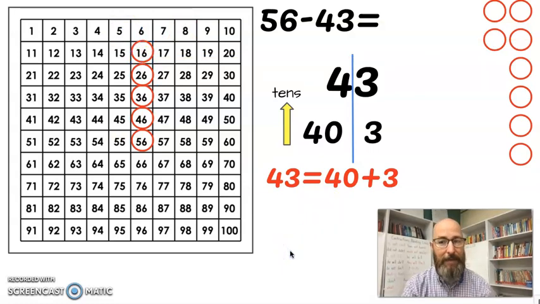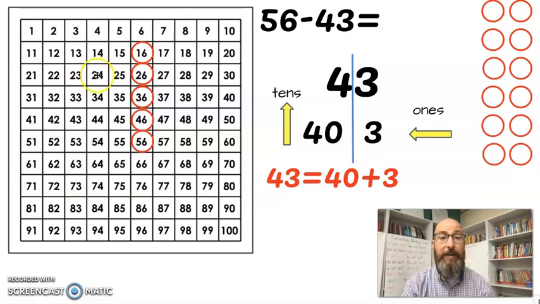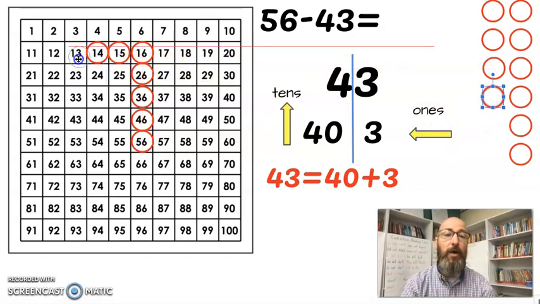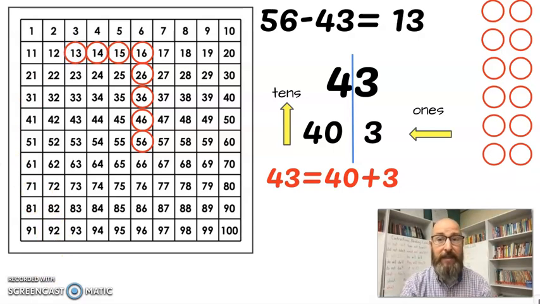Now again, am I done? Of course not. I haven't done the ones. Now when I get to the ones, we always go left because we're counting backwards. We're subtracting. The numbers are getting smaller. So we're going to go left how many times? 3. Because there's a 3 in the ones place. So let's count 3. Count with me. 1, 2, 3. And we land on the 13, which means 56 minus 43 equals 13.